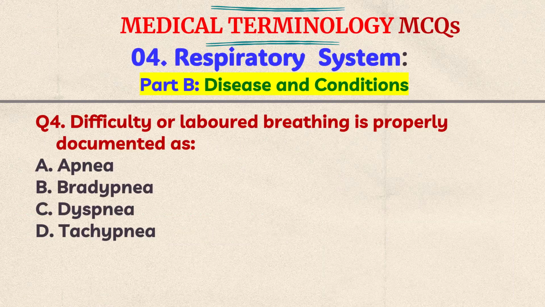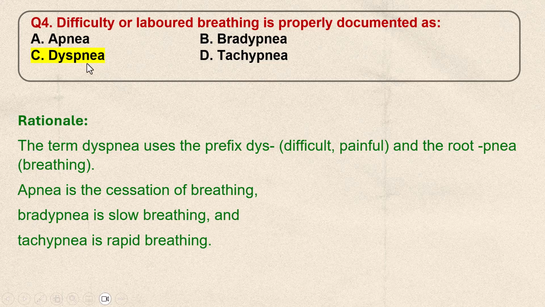Question number 4. Difficulty or labored breathing is properly documented as A. Apnea, B. bradypnea, C. Dyspnea, D. tachypnea. Think the answer. The correct answer is C. Dyspnea. The term dyspnea uses the prefix dys, that is difficult or painful, and the root pnea, that is breathing. On the other hand, apnea is the cessation of breathing, bradypnea is the slow breathing, and tachypnea is the rapid breathing, similarly like bradycardia and tachycardia in the heartbeat.